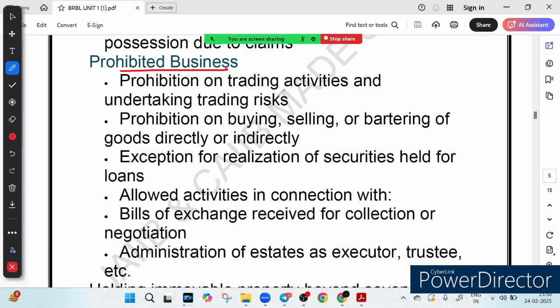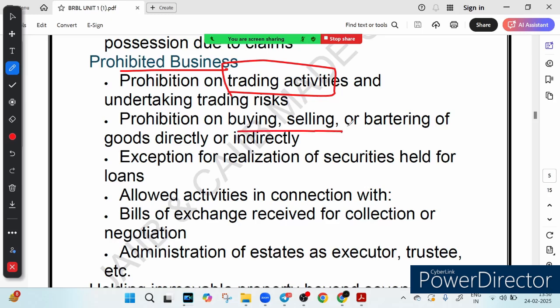The first thing they cannot do is trading activity, which means banks are not allowed to get into the business of buying and selling goods. They can't take on the risk of trading, like running a grocery store or dealing in cloth, right? So that's called trading activity. They can't undertake trading activity, right? The second thing they can't do is buying, selling or bartering goods. So basically no bartering, no trading in products for profit.